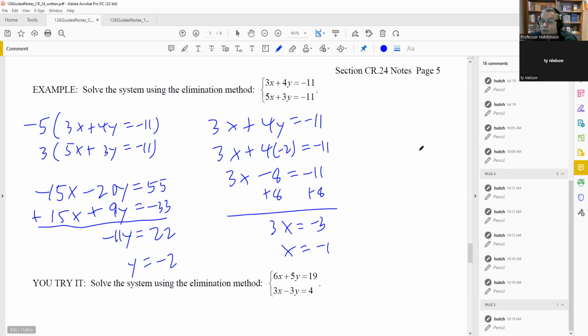Now, one thing you want to be careful about when you're writing your answer: it's easy to accidentally write negative 2 comma negative 1 here, but remember the x value has to go first. So that's one thing you want to remember. That's a mistake to avoid. Make sure you put in the correct order, x and y.